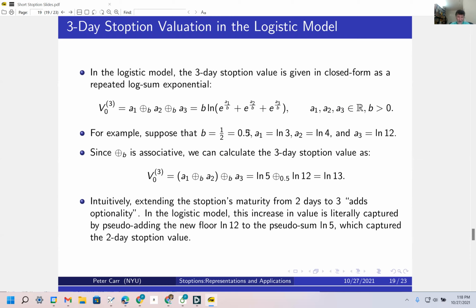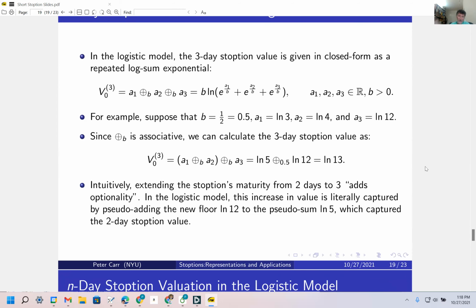Anyway, we'll keep this scale parameter B at 1/2 like it was in the previous example, and use the formula to calculate the 3-day stoption value. Now I put brackets in this expression, but they weren't needed. But anyway, if I did choose to first do things in this order, I would have taken the pseudo sum of log 3 and log 4, which from the previous slide is log 5, and then you have to combine it with log 12. And you might remember that 5, 12, 13 is a Pythagorean triple, and that the log 5 pseudo added to log 12 is log 13.